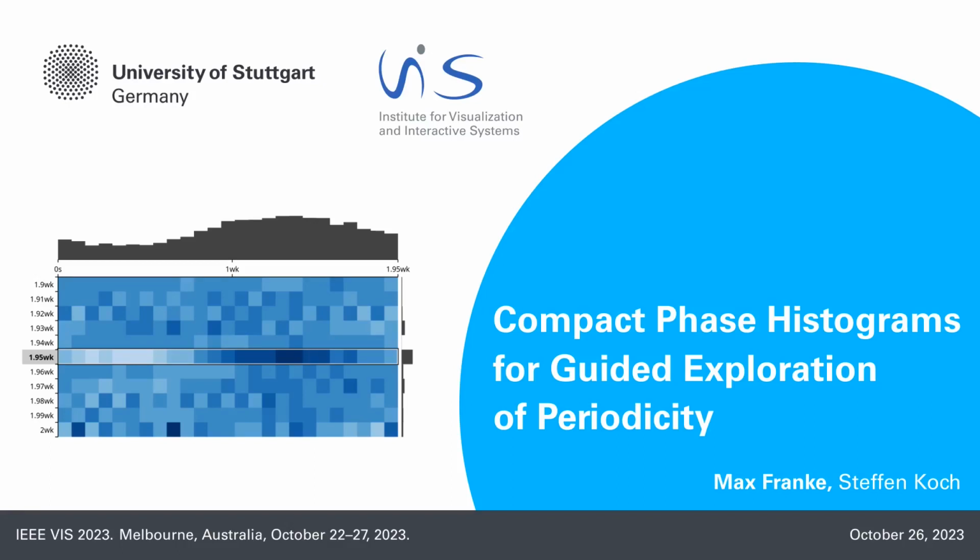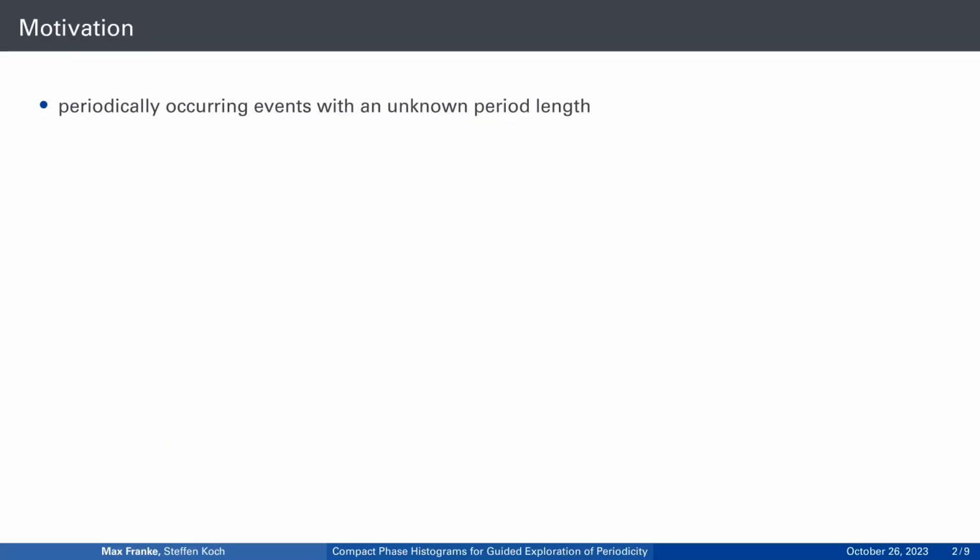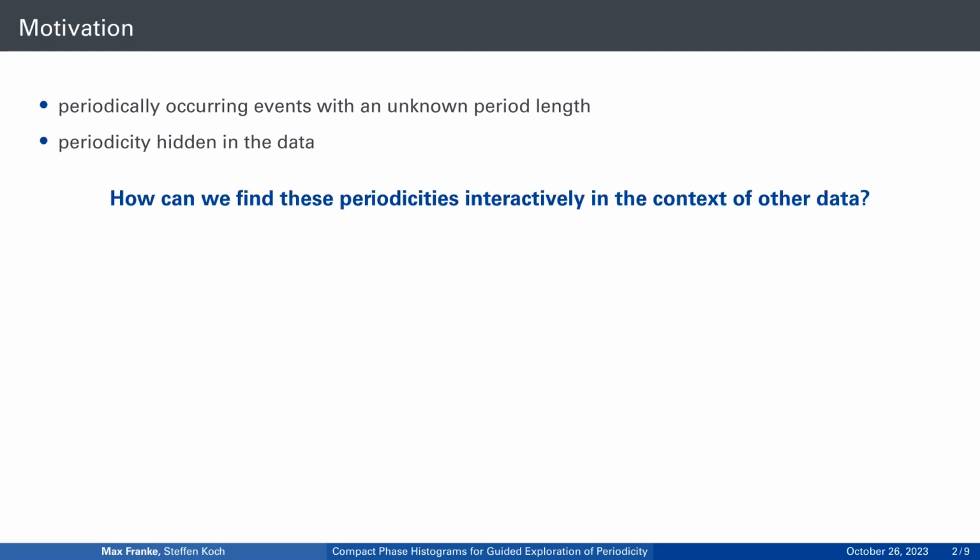Hello, my name is Franke, and I'm going to present our short paper titled Compact Phase Histograms for Guided Exploration of Periodicity. Our approach aims to find periodic reoccurrence of events in temporal data. In particular, our approach considers cases where the period length of the periodic behavior is not known beforehand. Periodic behavior here can also be interesting to analyze in the context of other data attributes, such as geographical space.